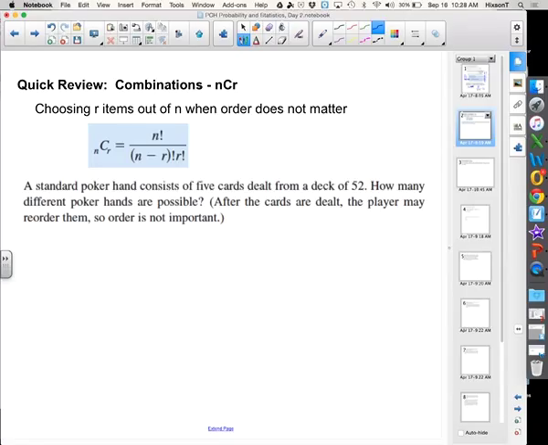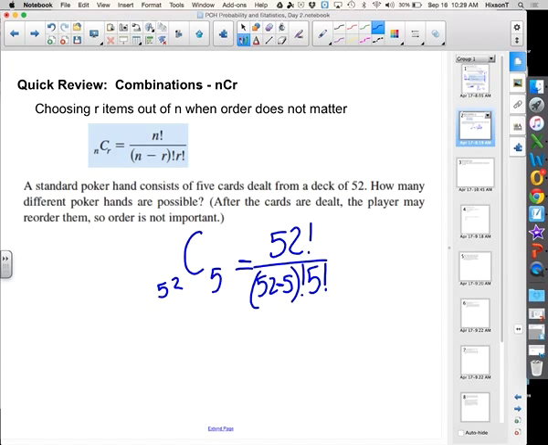So what would be the combination that we're evaluating? Zach? It would be like 52 factorial over 52 minus 5 factorial times 5 factorial. That's correct, okay. That would be the combination plugged into the formula. This is 52 choose 5. Okay, there's 52 cards to choose from. We're picking out 5 of them. Okay, so that's what we've got.